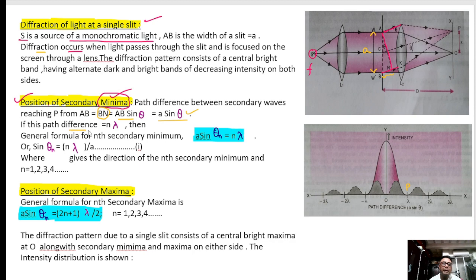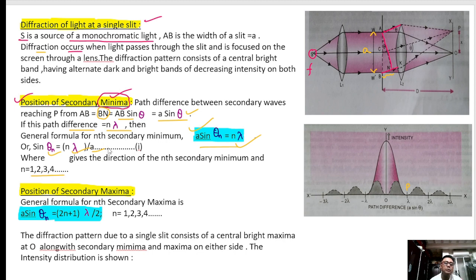Now if the path difference is n lambda, that means if a sine theta is n lambda, we will have a minima. Please watch here. When the path difference is n lambda, it will be minima. So the general formula for the minima condition is this. So a sine theta equals n lambda, that is sine theta equals n lambda by a.